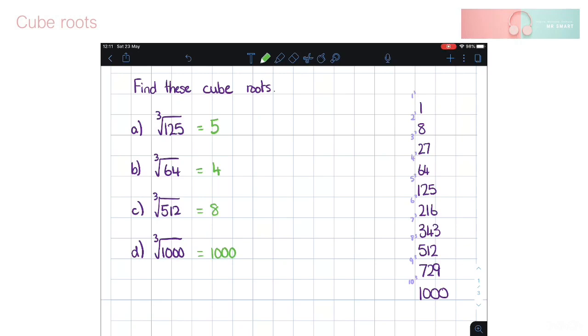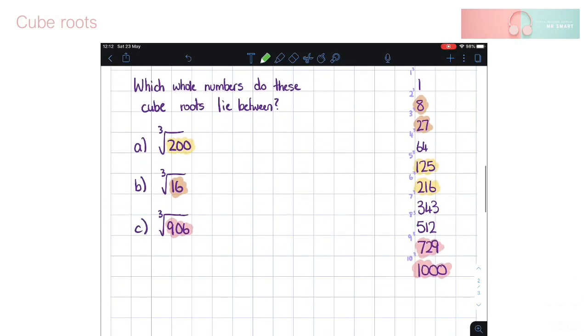Okay, so let's have a look at these questions. Which whole numbers do these cube roots lie in between? Right, so in this question, we're looking for the 2 whole numbers in which the cube root of that number will lie in between. So the cube root of 200.